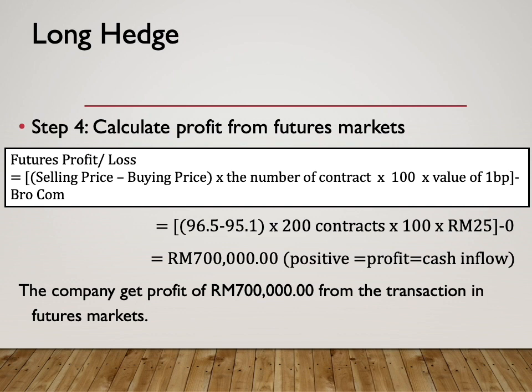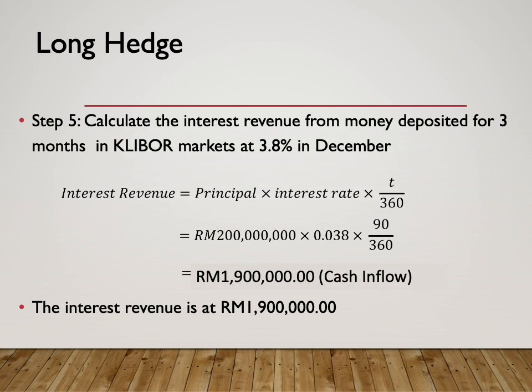Step number 5, you need to calculate the interest revenue from money deposited for 3 months in the Klibor market at 3.8% in December. Okay, interest revenue, because for long hedge, you plan to lend out your money. So when you lend out your money, as an investor, you will receive the interest. So that's why we calculate interest revenue.